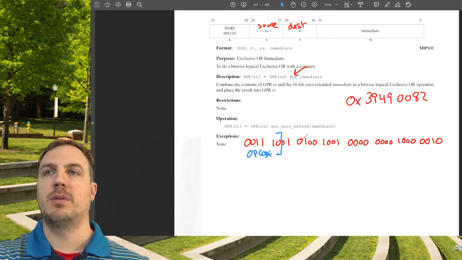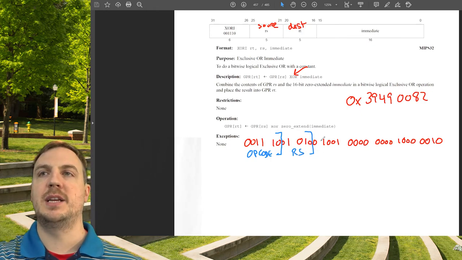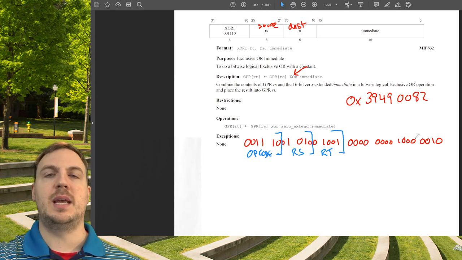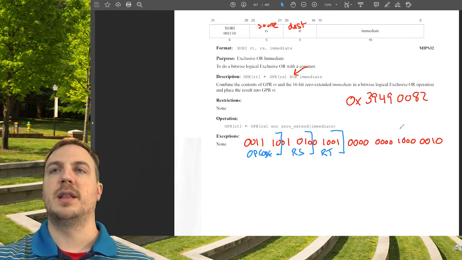So we have 1, 2, 3, 4, 5. Okay, so that's RS, that's our source register. The next 5 are going to be RT, which is the destination register. 1, 2, 3, 4, 5. This is RT. And then the remaining 16 bits are going to be the immediate. Okay, so let's figure out the immediate first, and then we'll figure out the rest of them.